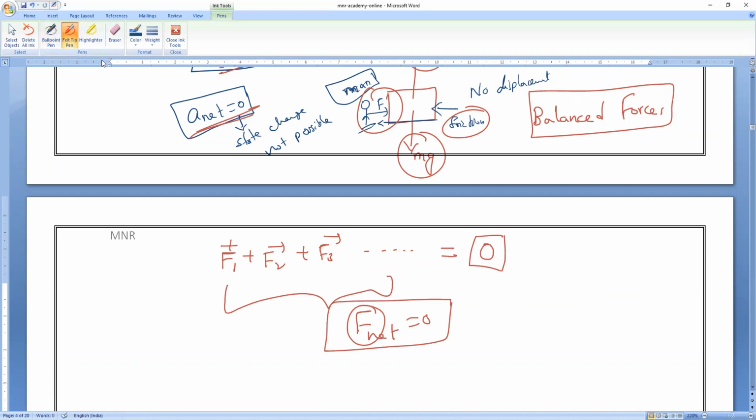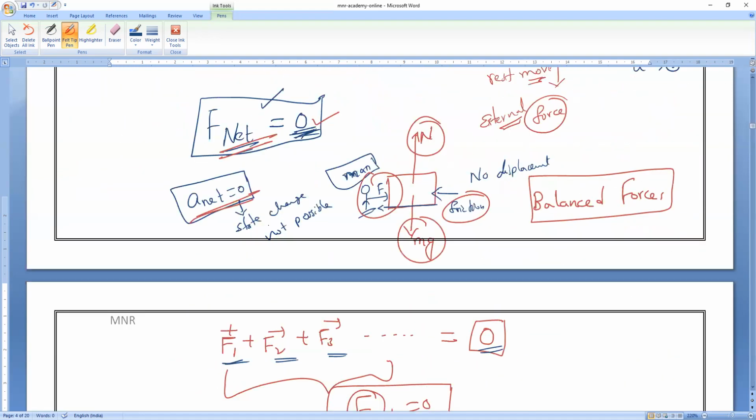You can see the object is in a state of rest, it remains in a state of rest. The object in a state of motion remains in a state of motion unless and until what? External force is applied to it. So the sum of all the external forces, if we add them, the answer is how much? 0. That is what is called Newton's first law.